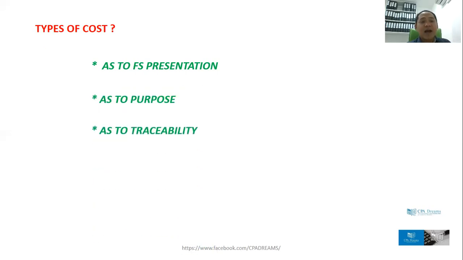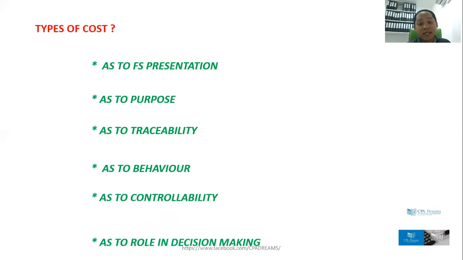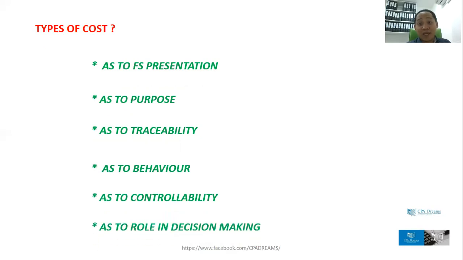Okay? Now, what are the types of costs? So, meron tayong different types as to financial statement presentation, as to purpose, as to traceability, as to behavior, as to controllability, and as to role in decision making. So, iba't iba yung types of costs.